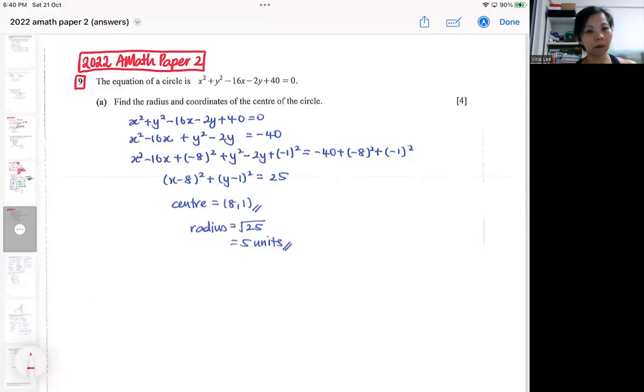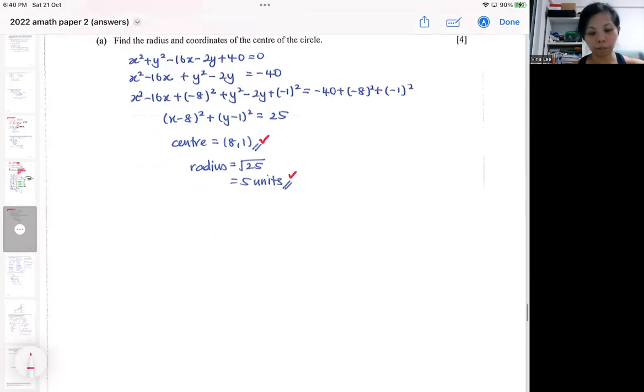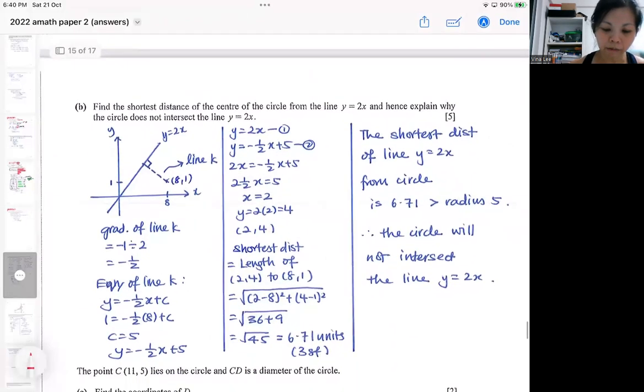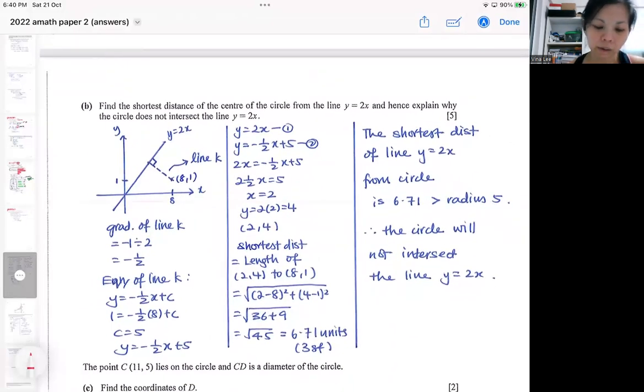So you either do by completing the square like I show here, or for those of you who use the formula, you go ahead and use the formula to get the center and the radius. Okay, but for the center and radius, you need to be careful. For the center, you need it so that you can carry on properly with the second part of the question. So the second part of the question, some people will feel that it's a bit weird.